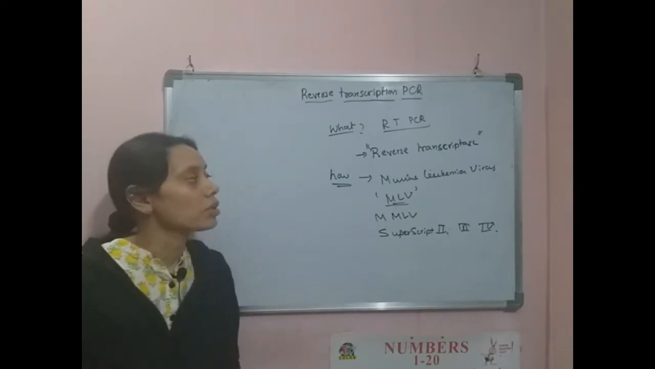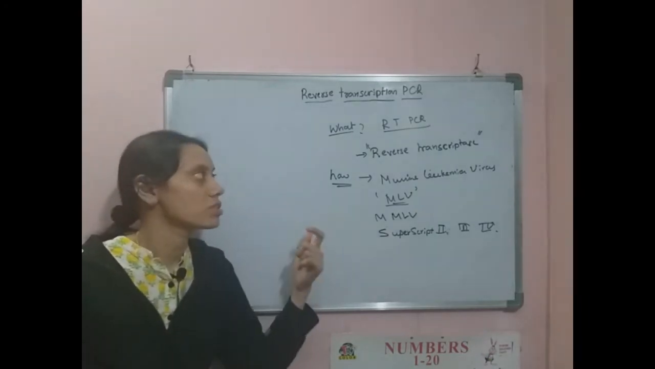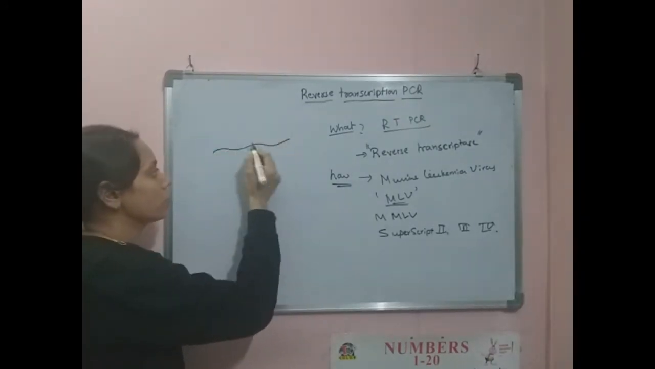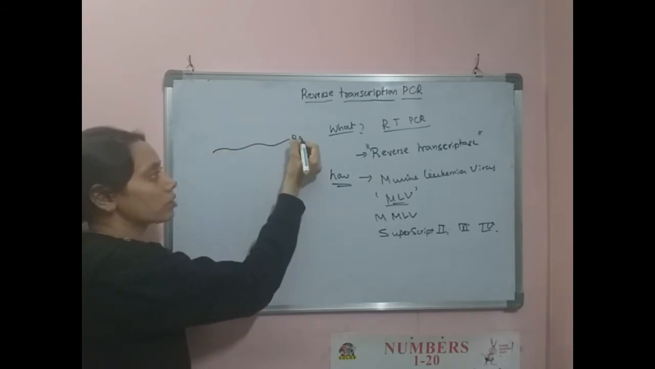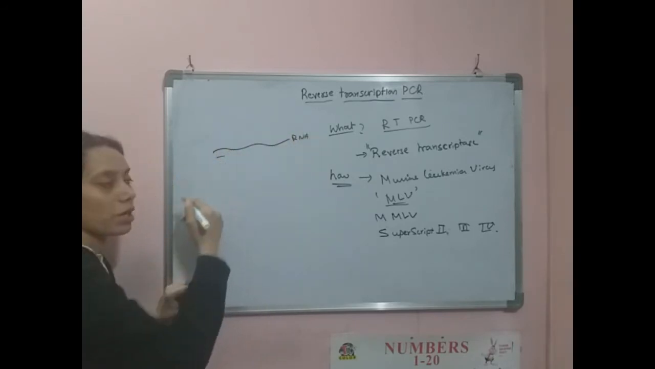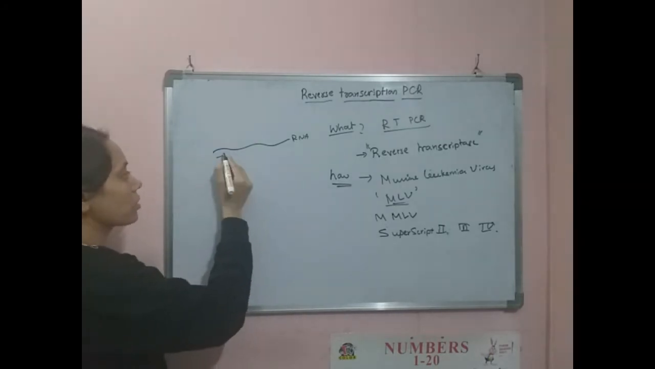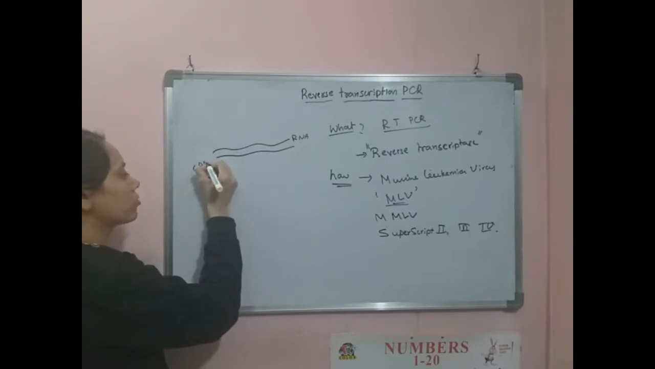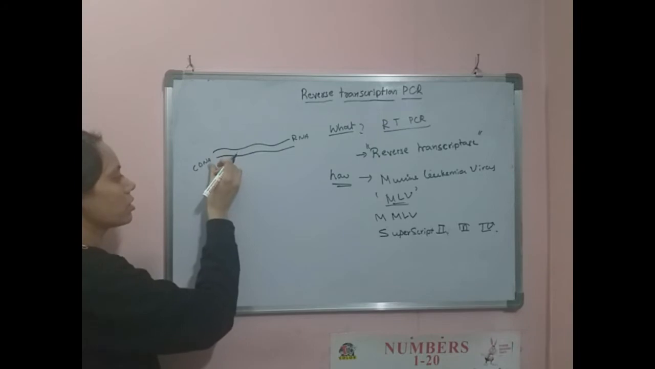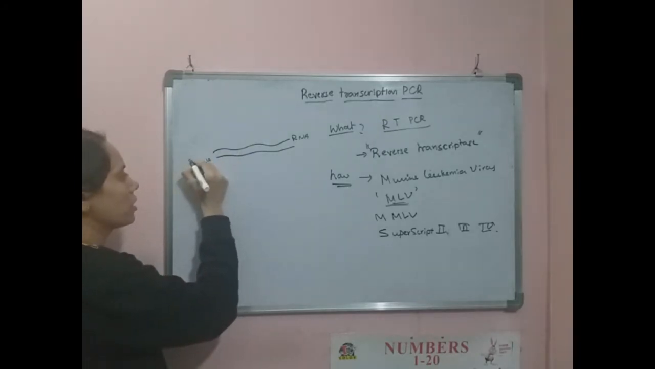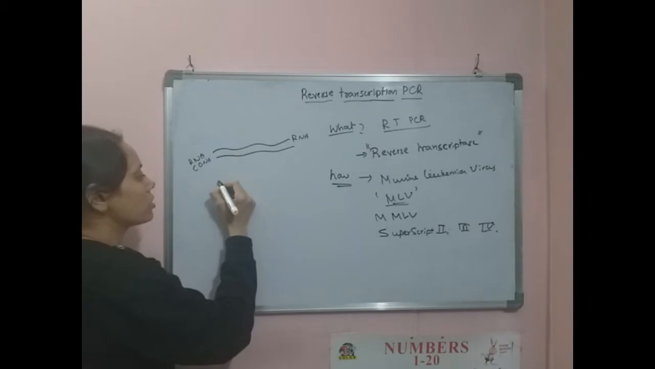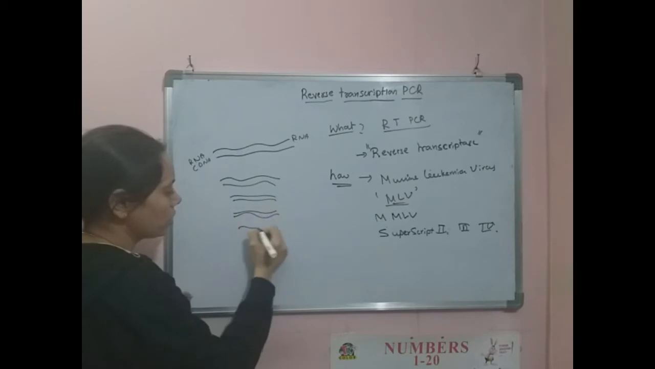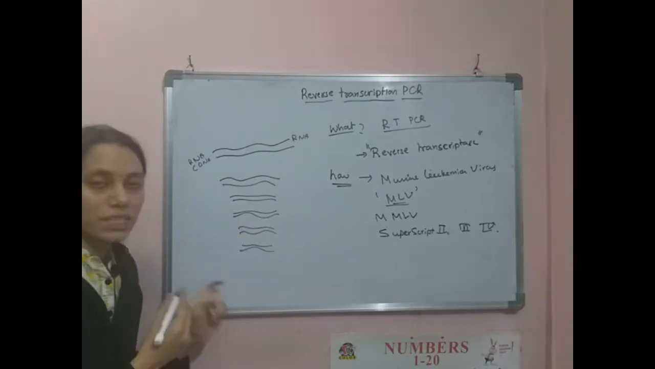Coming to how exactly the reverse transcription works. First the enzyme will take the RNA, and the primers will bind with this RNA to produce the complementary DNA. This RNA-DNA hybrid will also act as a template to produce many copies of the DNA. That is what the PCR process is.